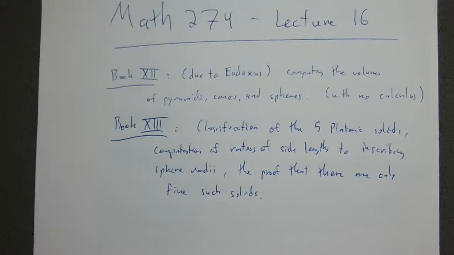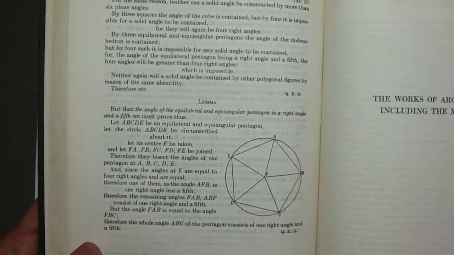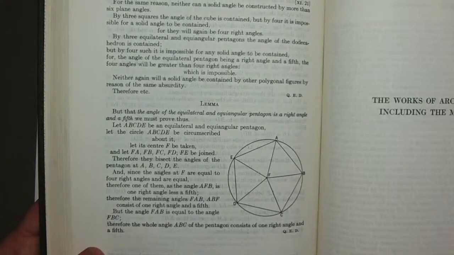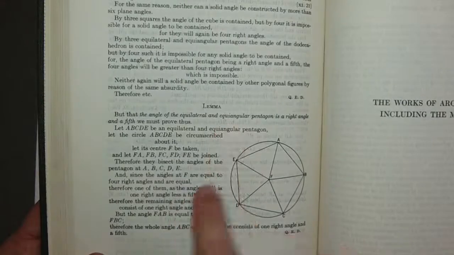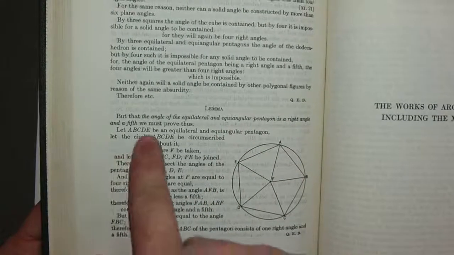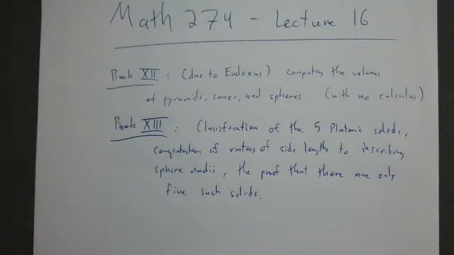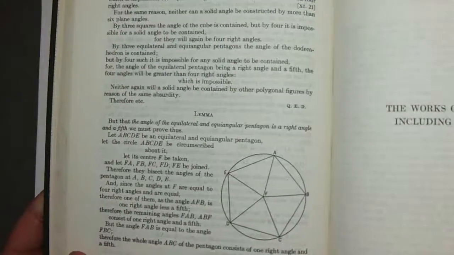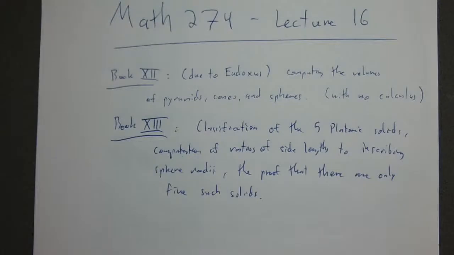And so the very last statement is a lemma in Euclid's Elements, that the angle of the equilateral and equiangular pentagon is a right angle and a fifth. So this is measuring. Notice that it is inscribing this pentagon in this circle here, and again computing these ratios.